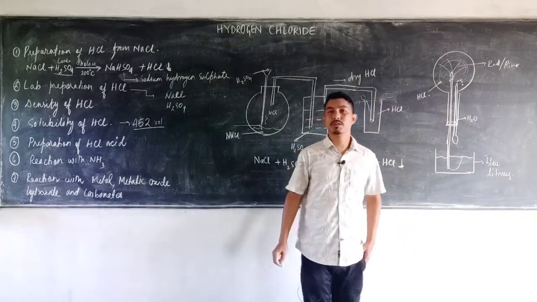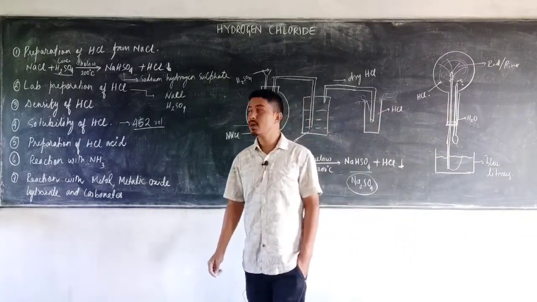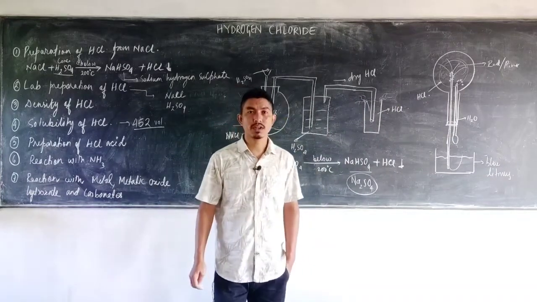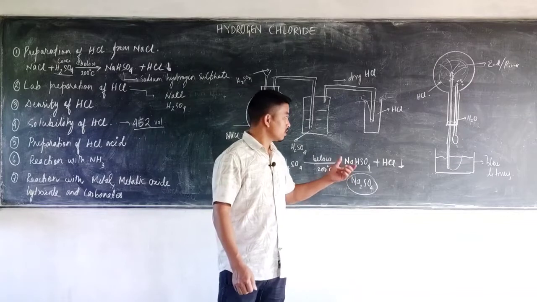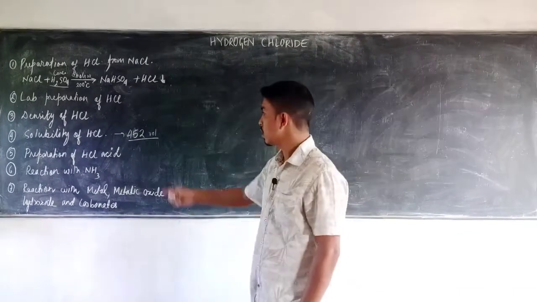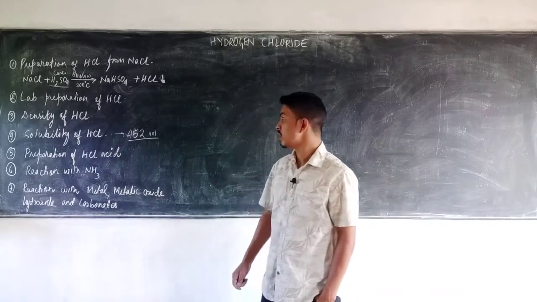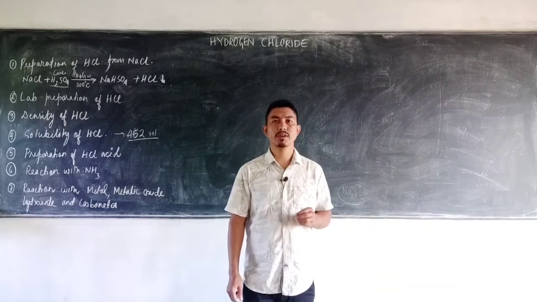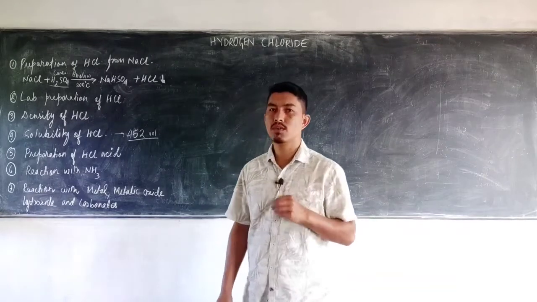The fountain experiment basically demonstrates two characters of the HCl gas. The first one, it is highly soluble in water, and the second one, this HCl gas is also acidic in nature. Now coming to the next topic, the preparation of hydrochloric acid. Hydrochloric acid is basically produced by dissolving HCl gas in water.